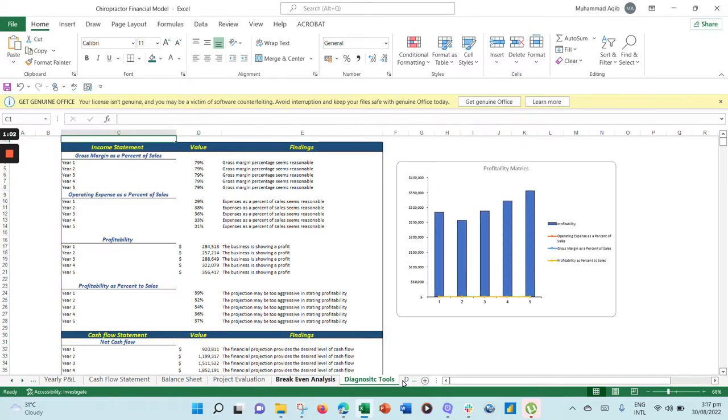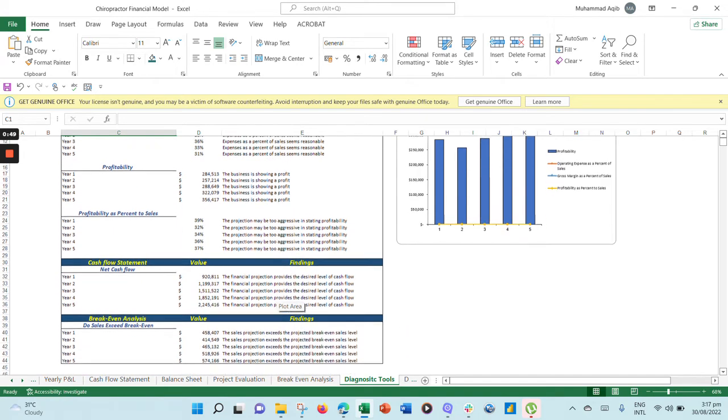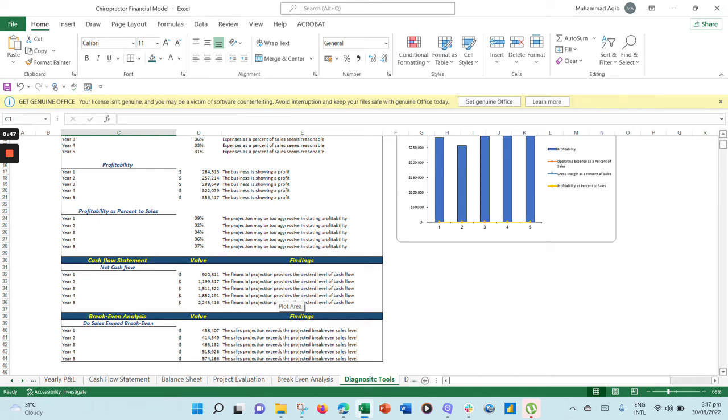Moving on to the diagnostic tool, this summarizes the performance of the entire business over the 5 years period using gross margin, operating expenses as a percentage of sales, profitability, and profitability as a percentage of sales. It also summarizes other statements such as cash flow and break-even.